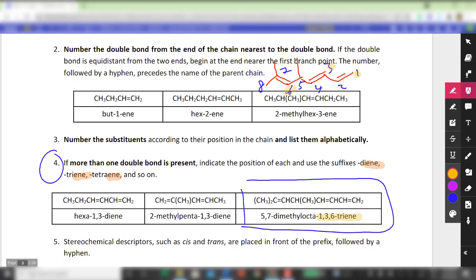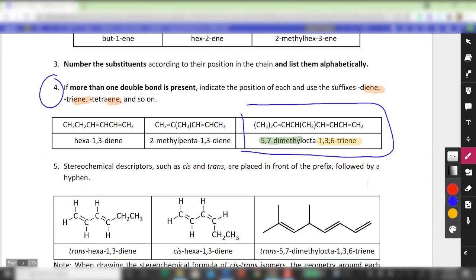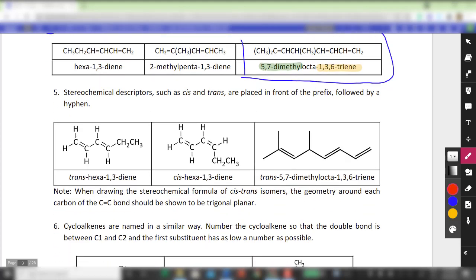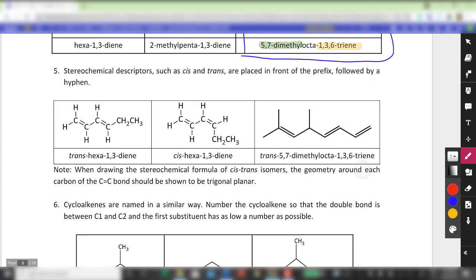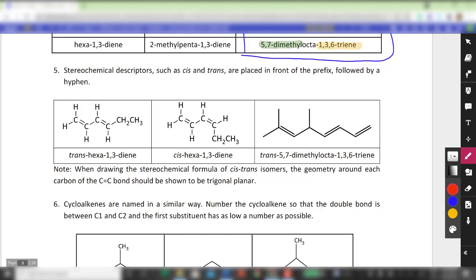Then after that, we need to indicate the presence of the methyl group, which is the substituent. So the methyl group is substituted in the 5th position and the 7th position. And that is why it's named 5,7-dimethyl octa-1,3,6-triene. That's quite a mouthful, but that's the way it's named. So you can just go through the list on your own, and then it might be easier for you to navigate around.